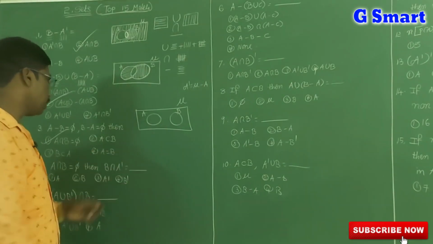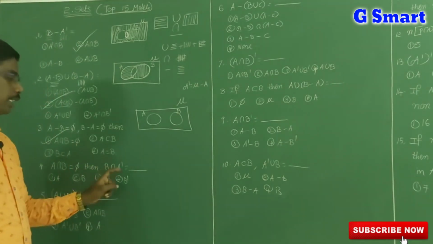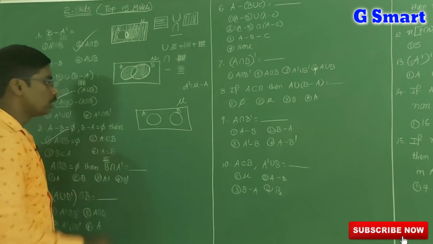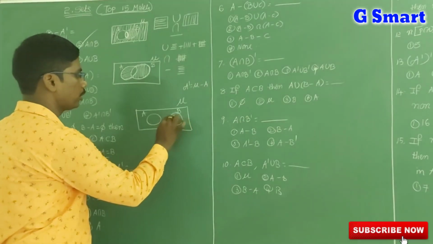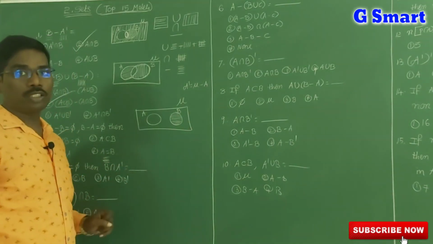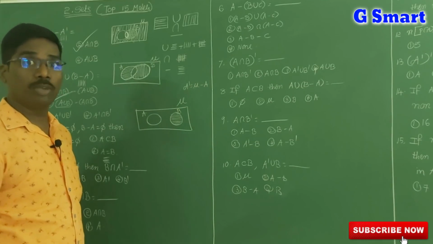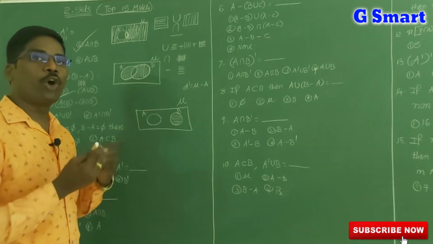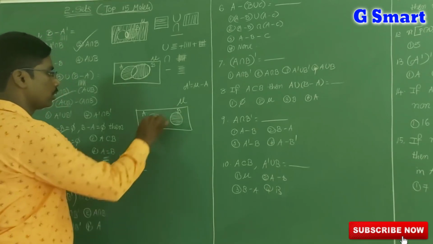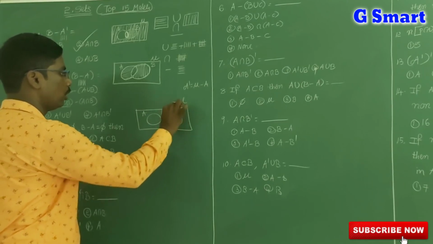This is the diagram, because A intersection B is equal to pi. Now what are they asking? B intersection A dash. So for B, horizontal lines. A dash means mu minus A. Mu minus A means the elements should not be present in A, but present in the universal set. So we have to draw vertical lines. Should not be present in A and present in all.